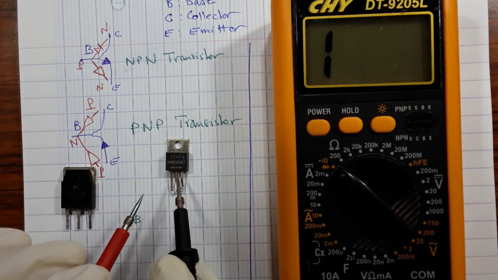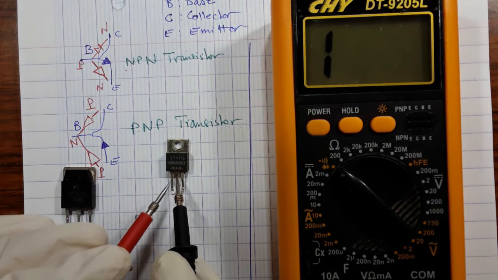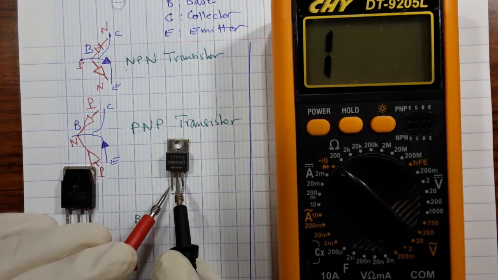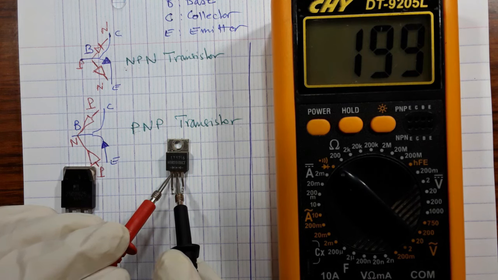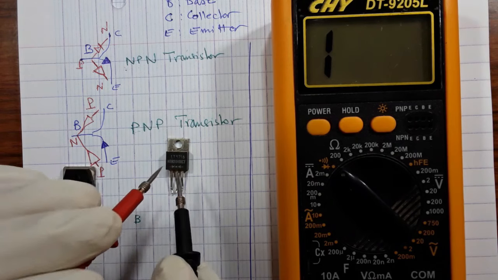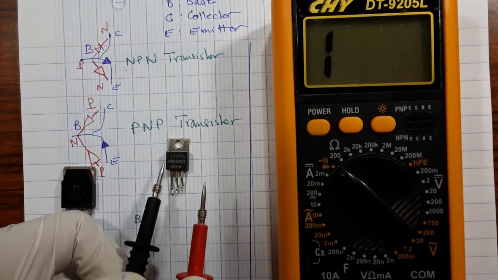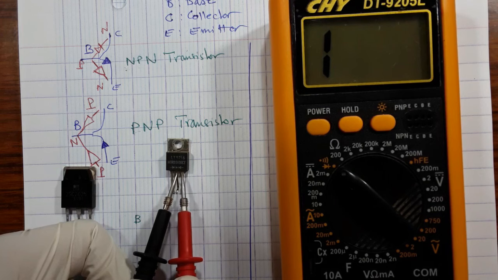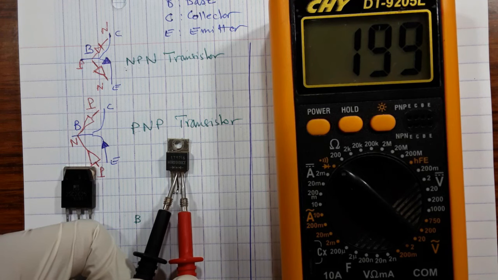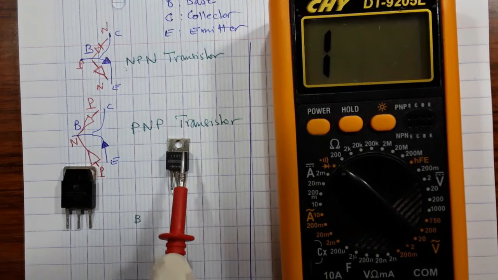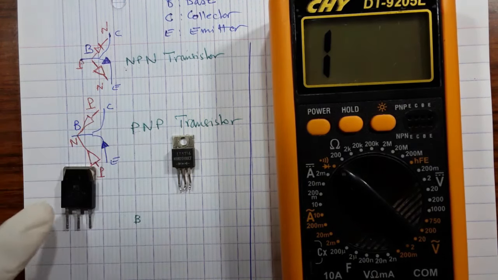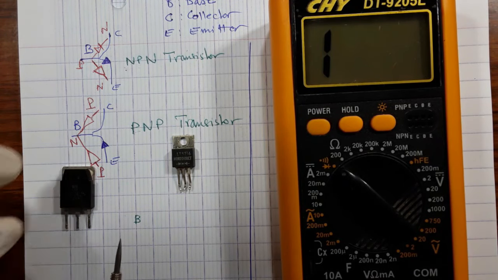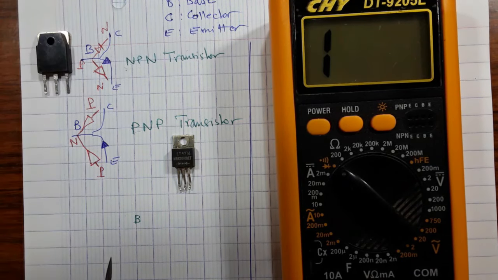So this is PNP. Let's check it out. So let's put the black probe here, and then the red probe here, as you see, we got a reading. And if we change to this, let's always put the black here and the red here, we have also a reading here. So this is a PNP transistor here, but this one is an NPN transistor, okay?